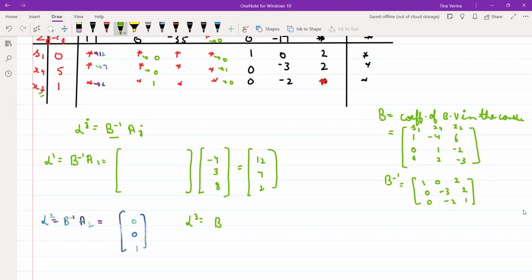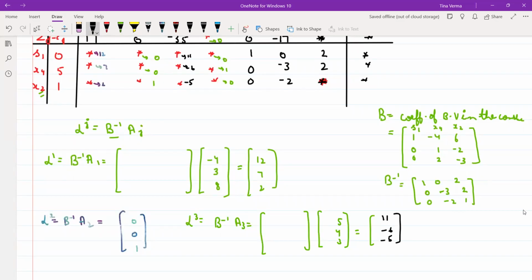Next, this is your alpha 3. Alpha 3 will be my B inverse into A3. That means I will multiply B inverse and your A3, that is the third column, that is your 5, 4, 3. When you will multiply, it will give you answer as 11, -6 and -5. That means this entry will come my 11, -6 and -5. Clear how I am evaluating the entry?